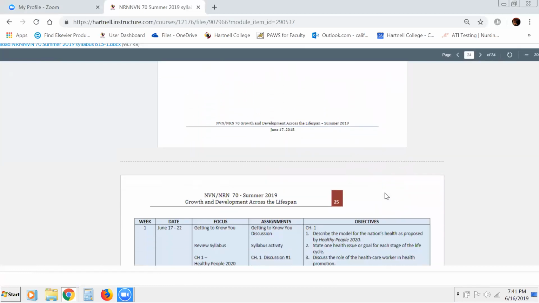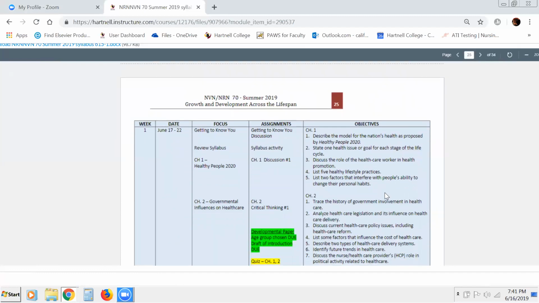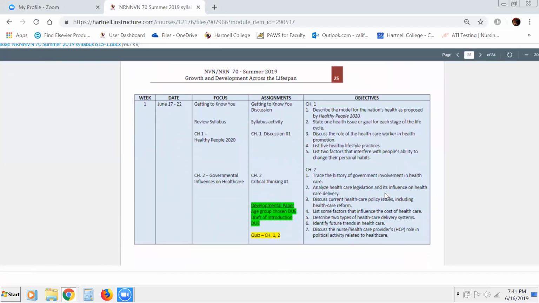And then we have, starting on page 25, the objectives and assignments by week. So for example, the first week, June 17th through the 22nd, we're going to get to know each other. We're going to review the syllabus, which is what this video is for. And then we're going to focus on Chapter 1, which has to do with Healthy People 2020, and Chapter 2, which focuses on the governmental influences on healthcare.